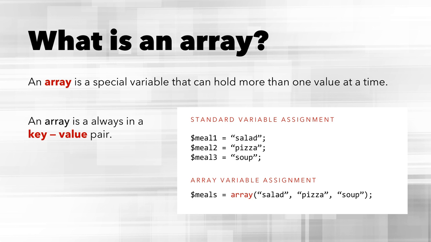By now we should all know that a variable is a container for storing information. An array is a special type of variable that can store multiple values. An array is always in a key-value pair.